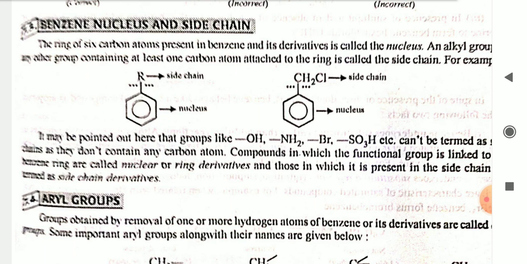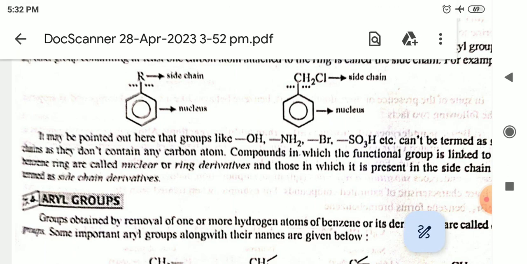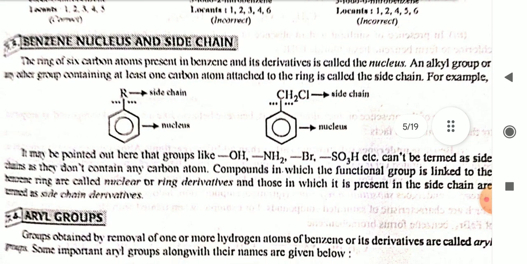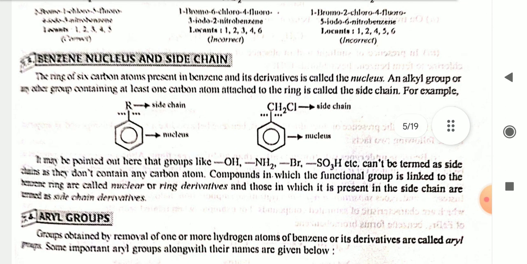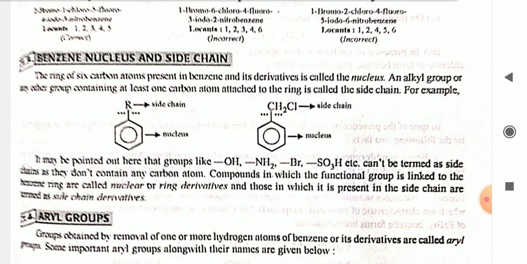Benzene nucleus and side chain. The ring of 6 carbon atoms present in benzene and its derivatives is called the nucleus. An alkyl group or any other group containing at least one carbon atom attached to the ring is called the side chain. For example, nucleus plus side chain: benzene with CH2Cl. Benzene is the nucleus and CH2Cl is the side chain.